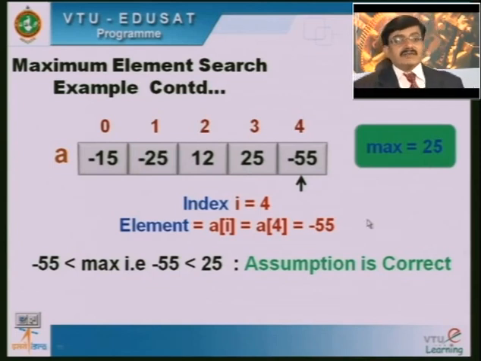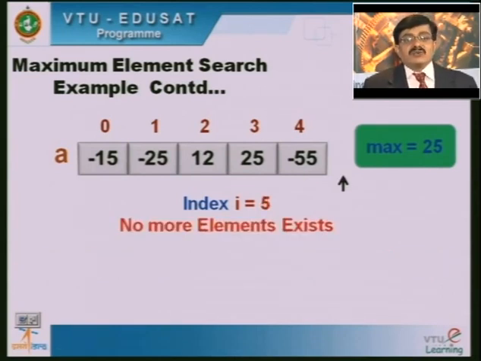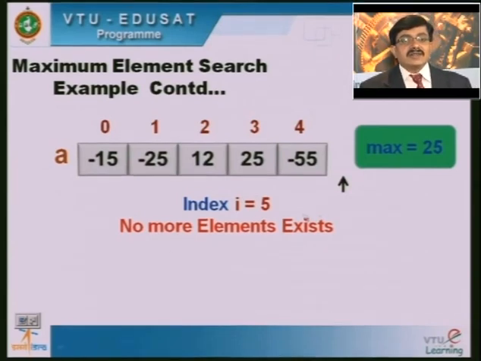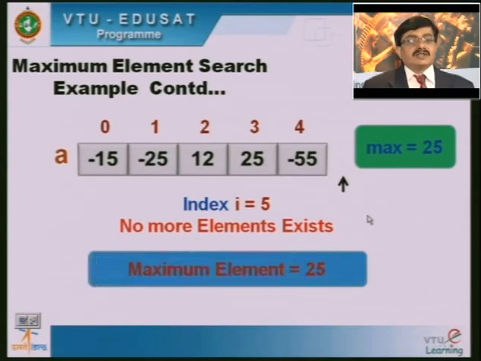We will not know whether we have further elements in the array or not. But when the index becomes I is equal to 5, since it is an array of 5 integer elements, the index will go from 0 to n minus 1. When n is equal to 5 here, in an array of 5 integer elements, the index will go from 0 to 4. But here you can notice that the index value is I is equal to 5. So, no more elements exist. When we come to this situation, what is the maximum value currently we are holding? It is 25. So, now we can conclude that the maximum element of the array is 25, right.